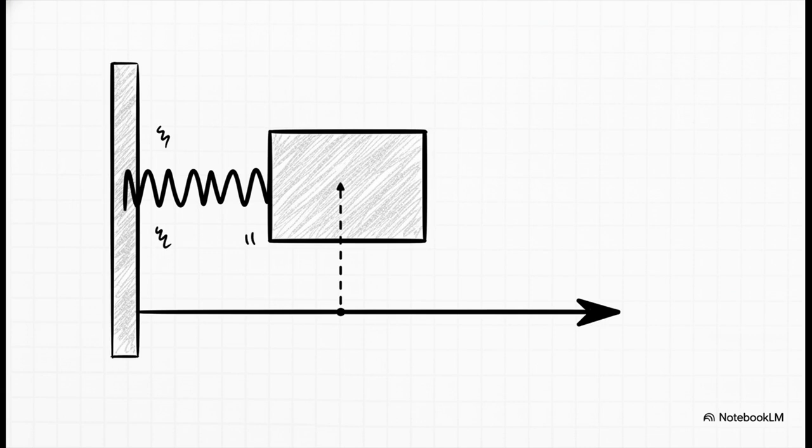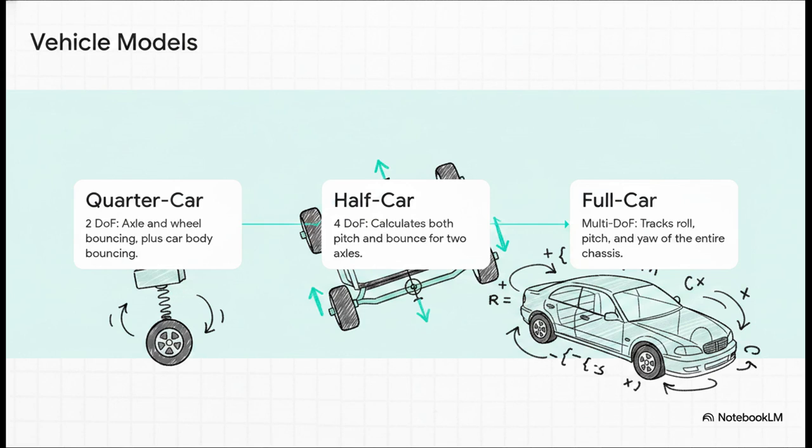Selecting your coordinate system is entirely dictated by how the system's mass can independently move. Let's map this to a real vehicle to see how it scales up. A quarter car model focuses on just one wheel. It has 2 degrees of freedom, the mass of the axle bouncing below the suspension and the car body bouncing above it. A half-car model looks at the front and rear axles together, requiring 4 degrees of freedom, because now we have to calculate pitch as well as bounce.